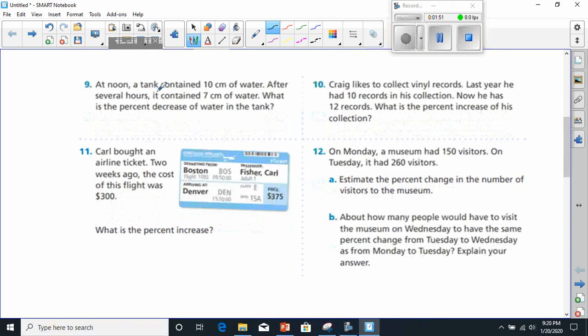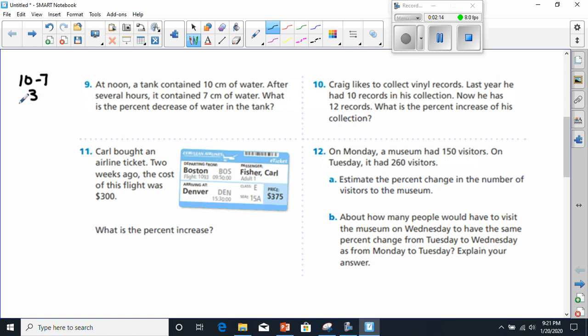Number 9 says, at noon, a tank contains 10 centimeters of water. After several hours, it contained 7 centimeters of water. What is the percent decrease of water? Well, again, we take the big number, which is 10. We minus the small number, which is 7. And that's going to give us 3.